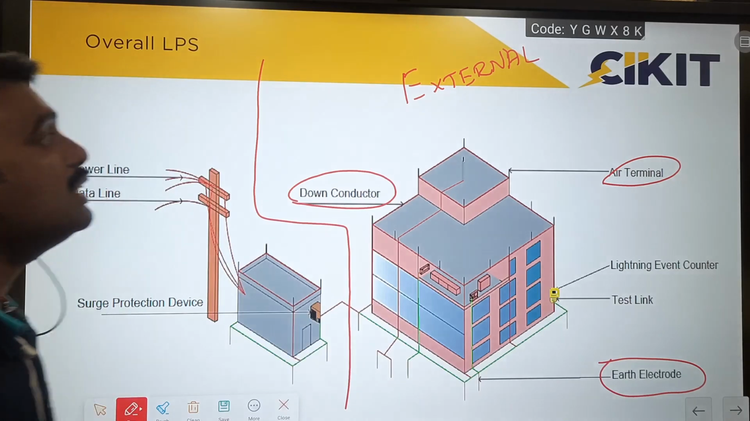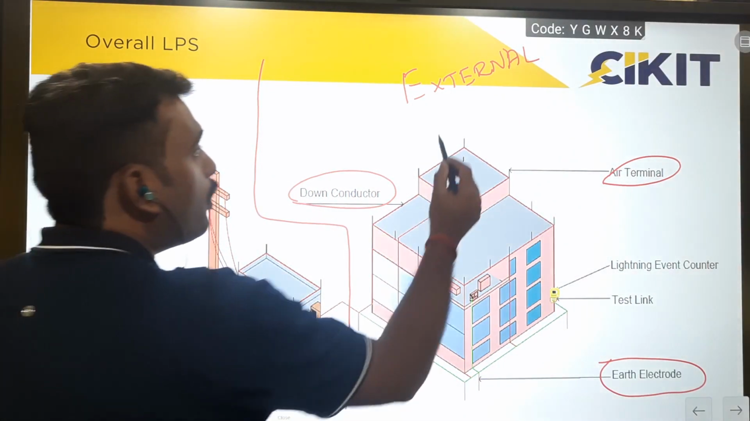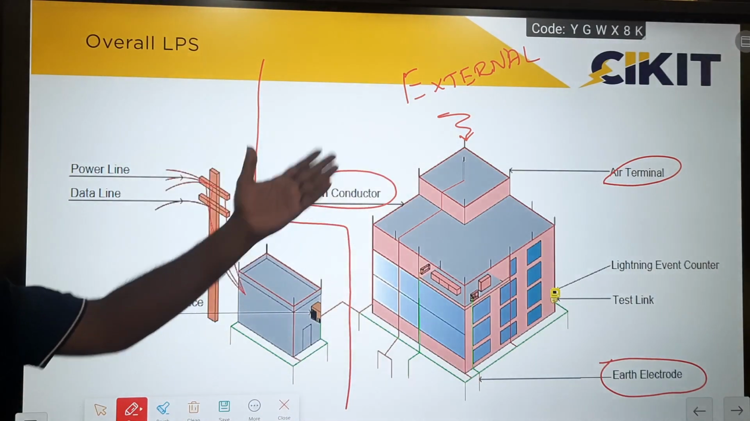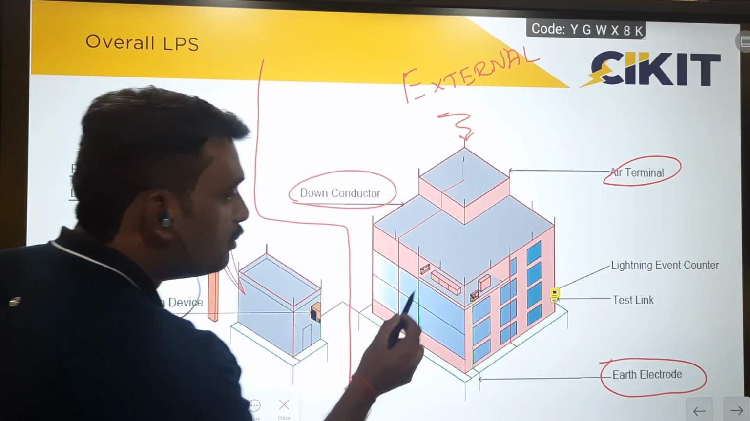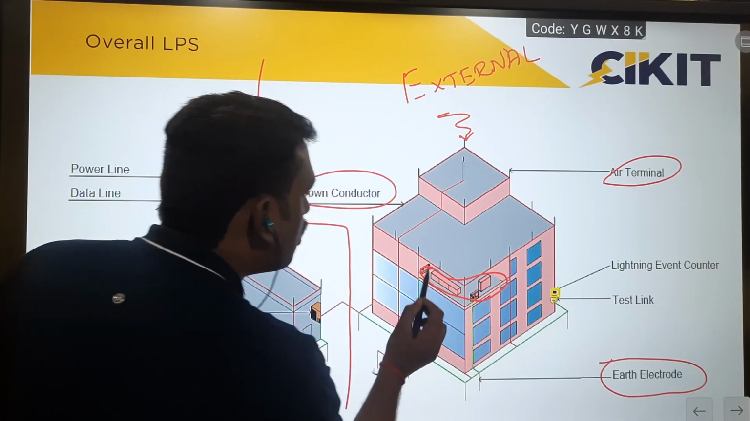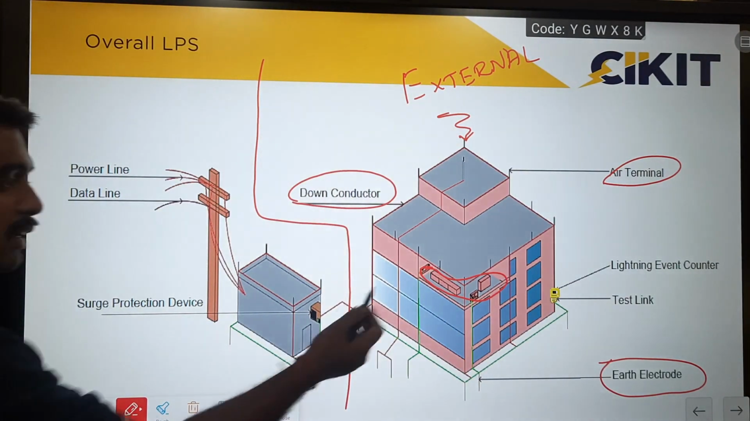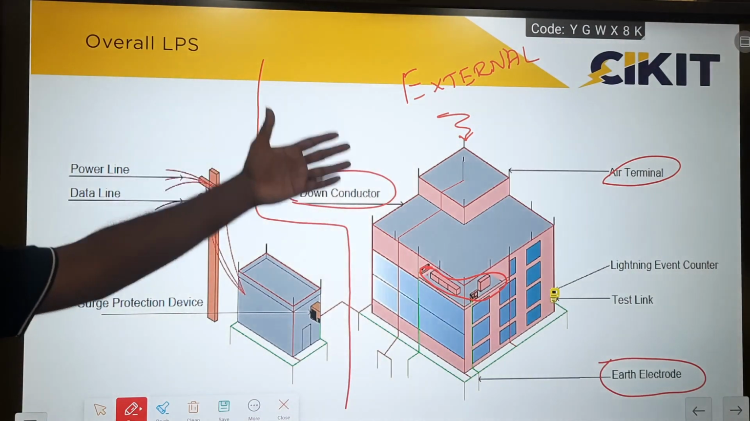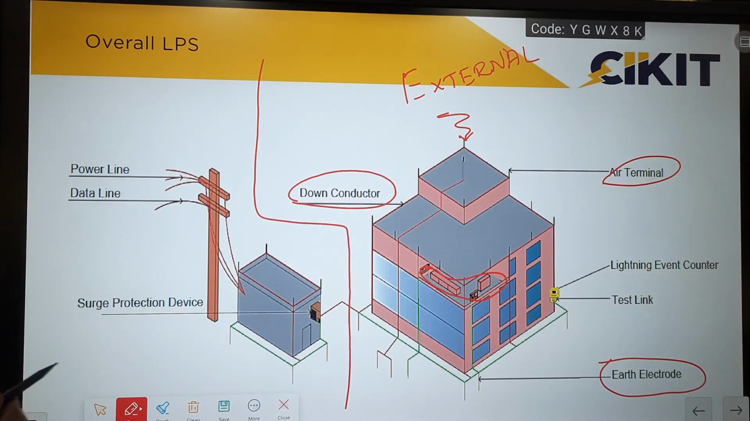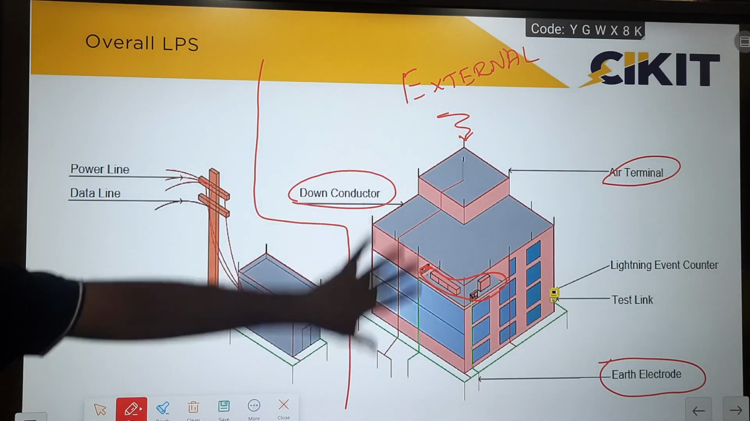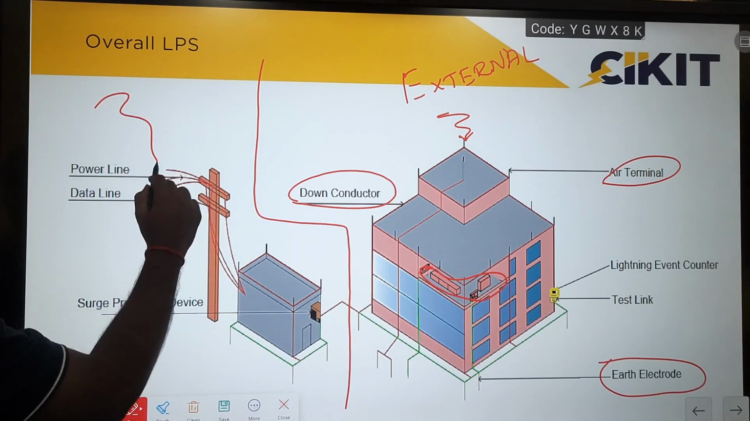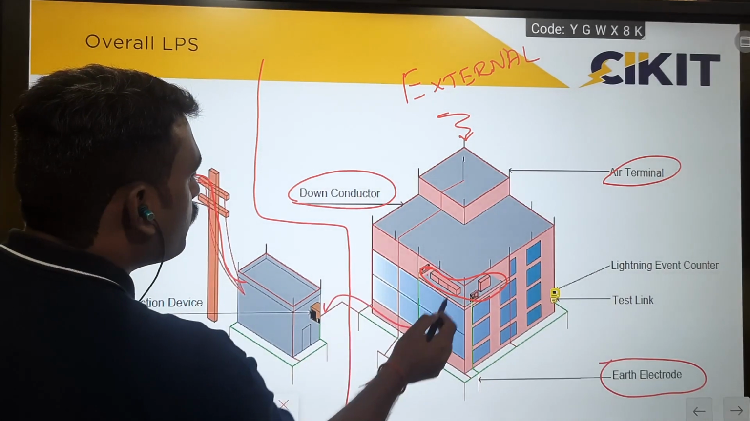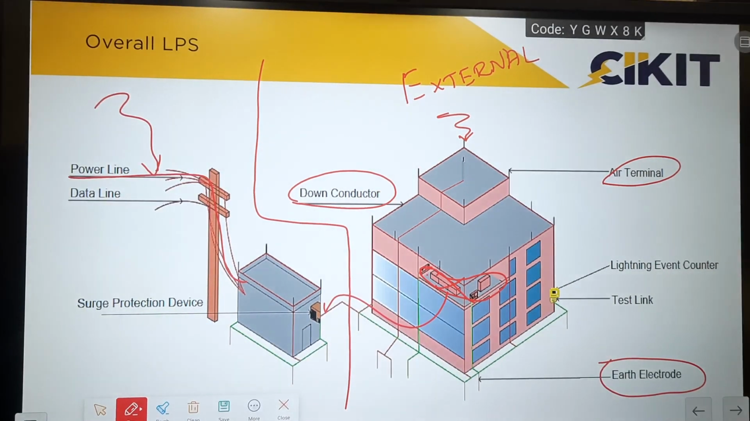By providing the external lightning protection system, I am providing protection to the physical structures alone. Even after providing this external lightning protection system, these electronic equipments are not protected because they are getting power supply from outside. So by using the external lightning protection system, I am protecting the structures alone. If any lightning strikes on this power line, then the surges will travel through it and may cause failure of electrical and electronic equipment.